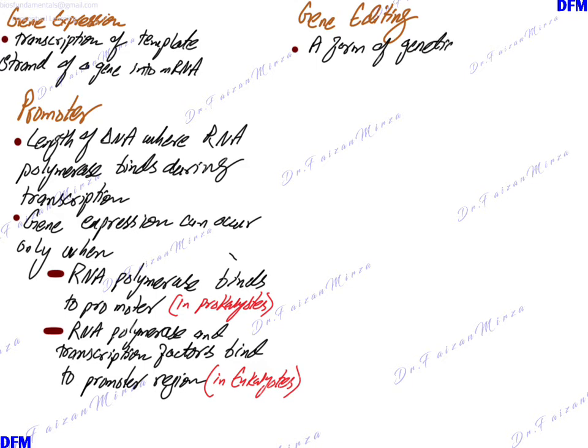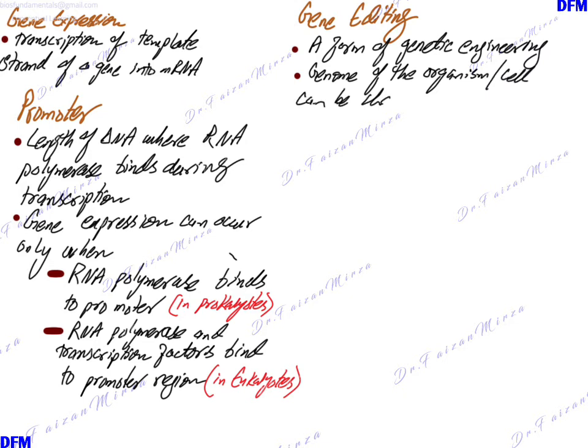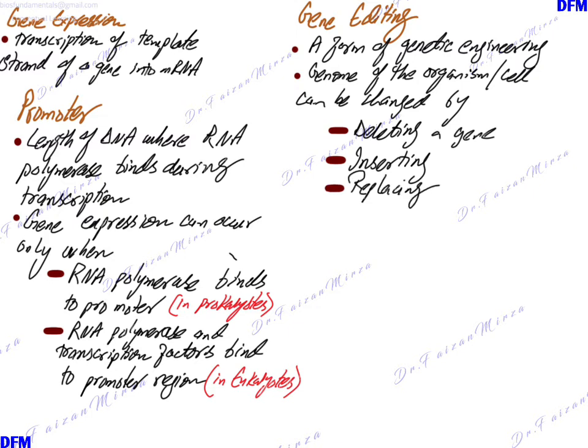What is gene editing? Gene editing is a form of genetic engineering. In this form of genetic engineering, the genome of the cell or organism can be altered by either deleting, inserting, or replacing a gene or allele present in that cell or in that organism. That basically is gene editing.